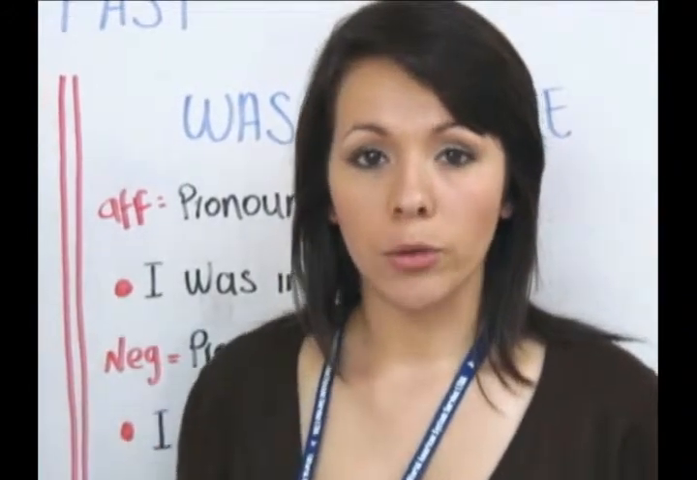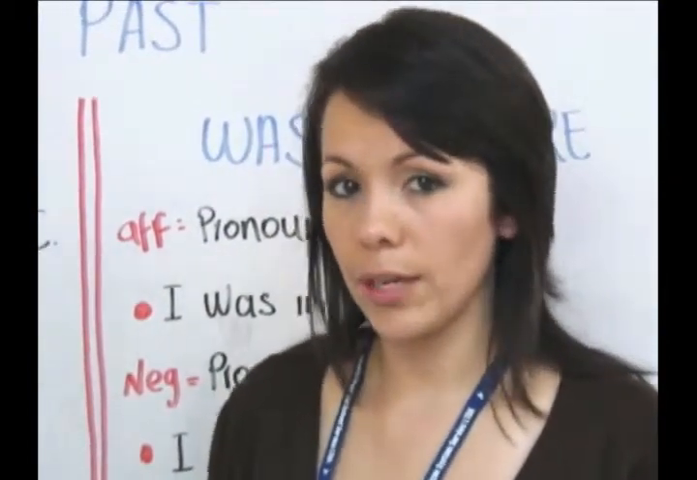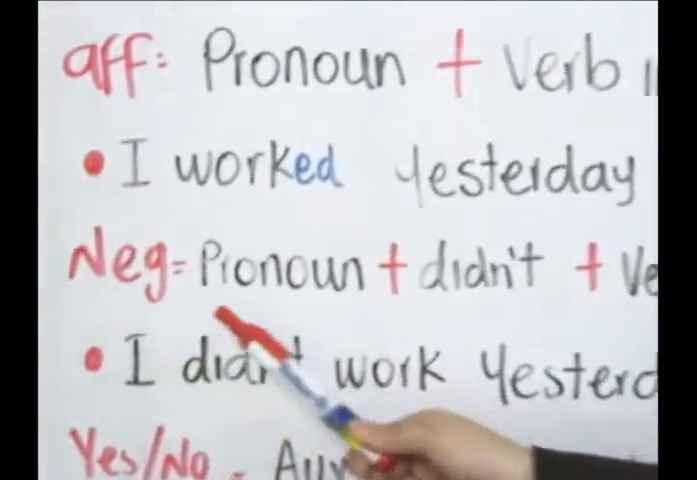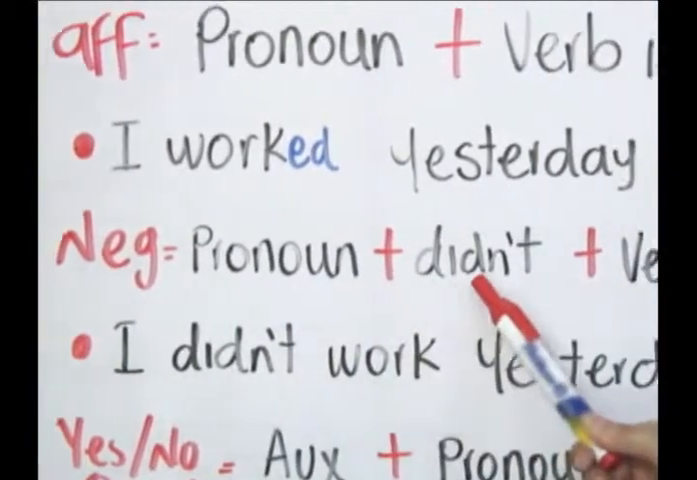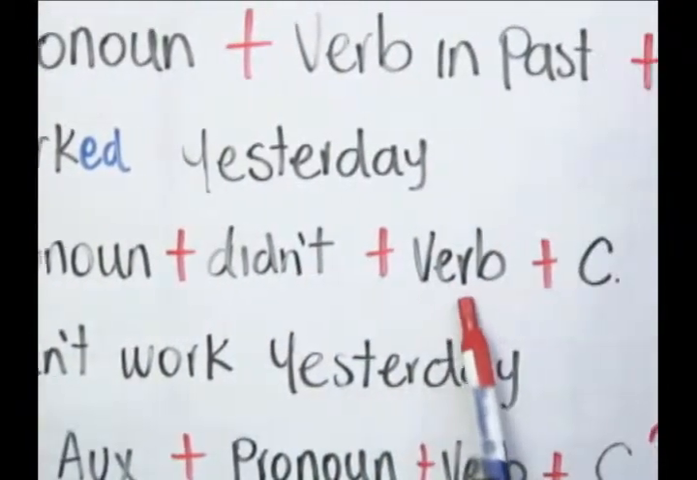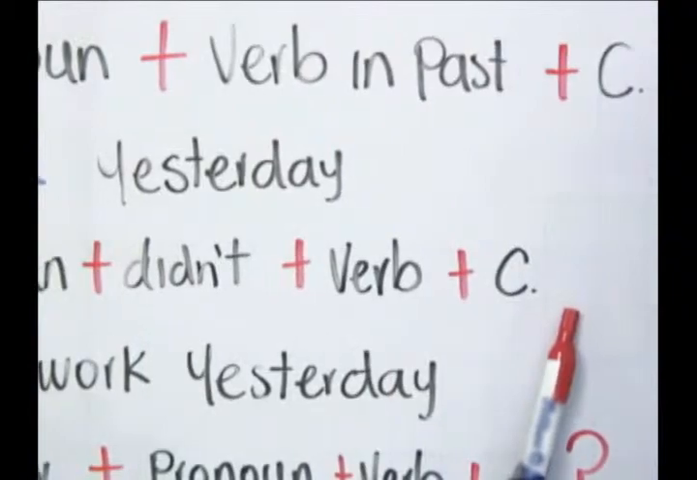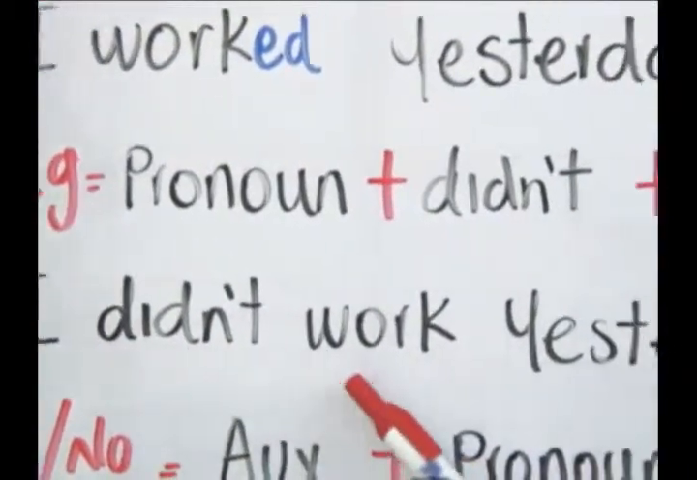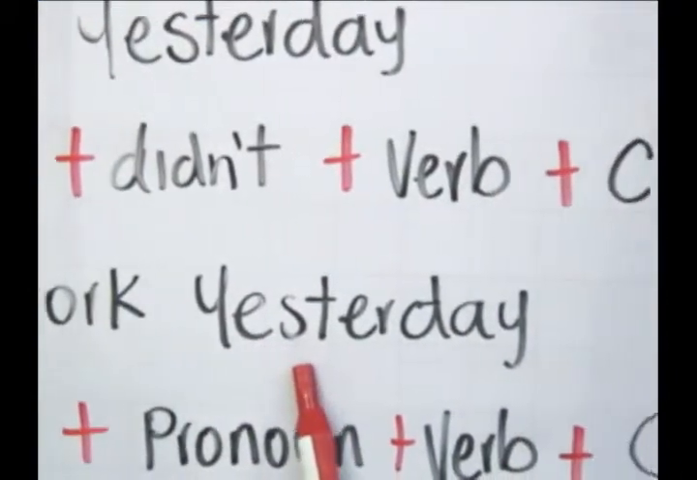Remember that we can do the same examples with the different pronouns that we have. So, you worked yesterday. They worked yesterday. Continue with the negative part. In the negative, we have pronoun, didn't, verb, and complement. Example. I didn't work yesterday.